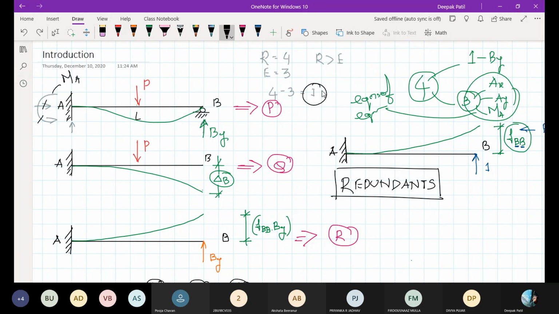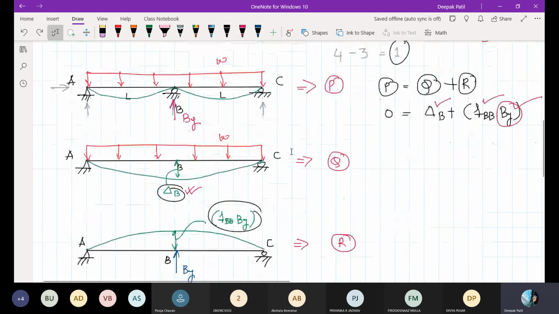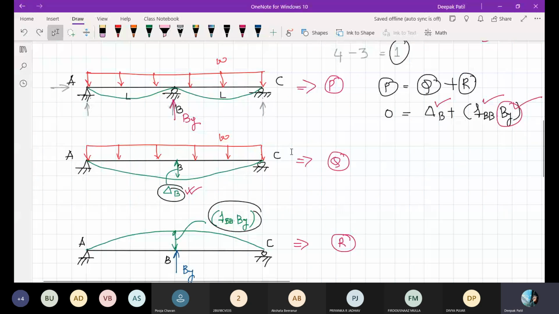Do you agree? If you are unable to understand, please just keep this in mind. We'll solve many more numerical examples, and at that point of time you will understand. Now in this structure, this is very easy. Can anybody tell me what other redundants are possible to be removed instead of BY? AX you neglect.